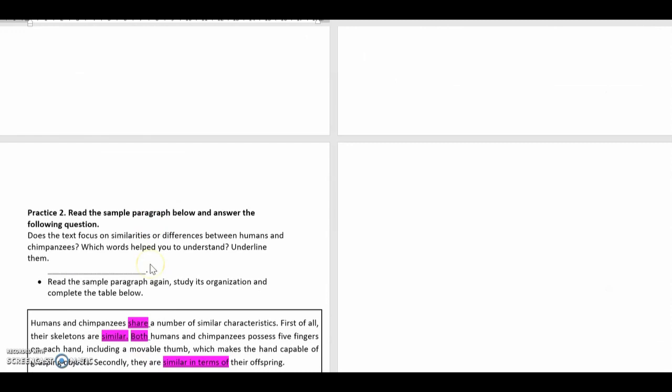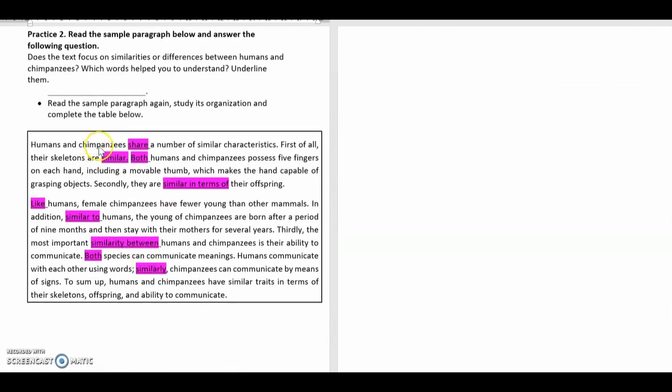Okay, let's go over the paragraph together. We see these language structures like share, similar, both, similar in terms of, similar to humans, similarity between humans and chimpanzees, both, similarly. So as we see, it's more about the similarities between them. So we can say similarities here.